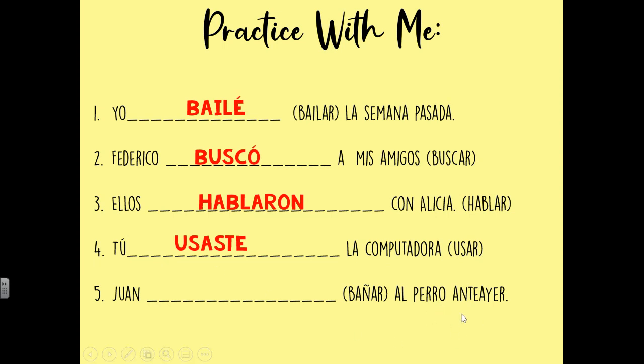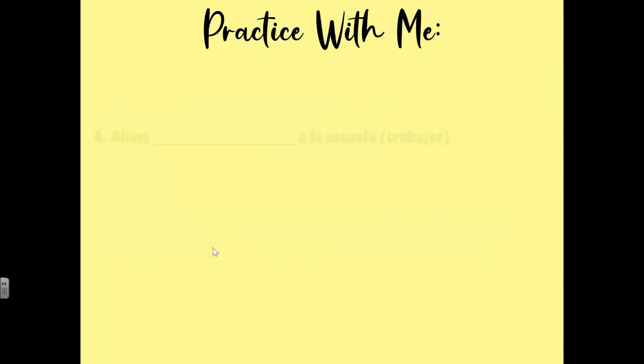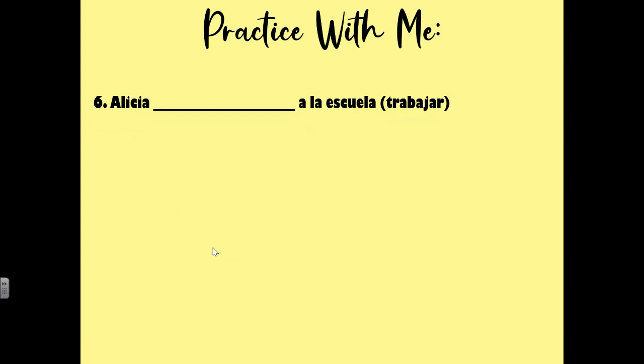And then number 5, Juan bathed the dog the day before yesterday. That's one of our new vocab words. So bañar, you drop your AR, you're left with bañ, and then you add your ending for Juan, which is an O with an accent. So bañó. See if you can try these on your own before flipping through and seeing my answer. So take a second to try to answer that on your own.